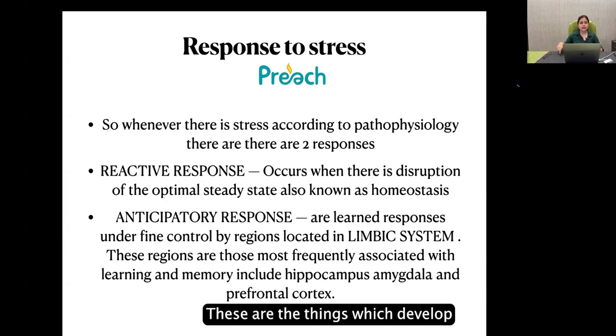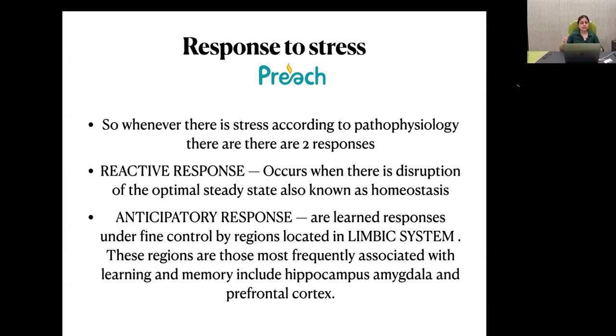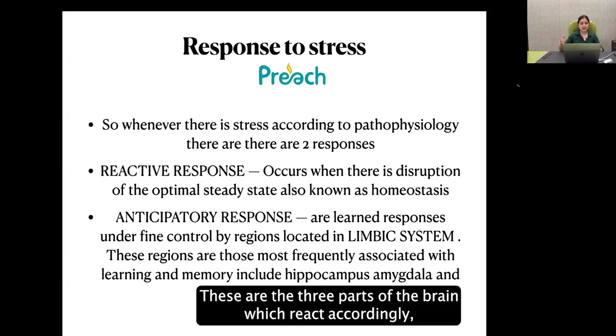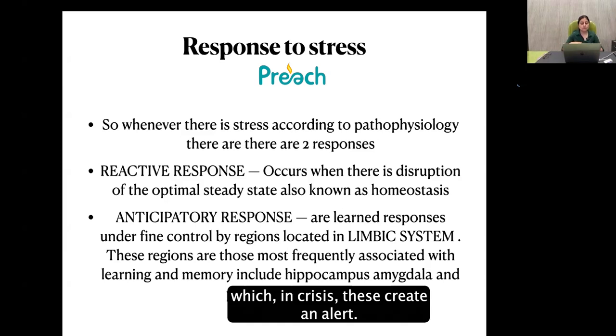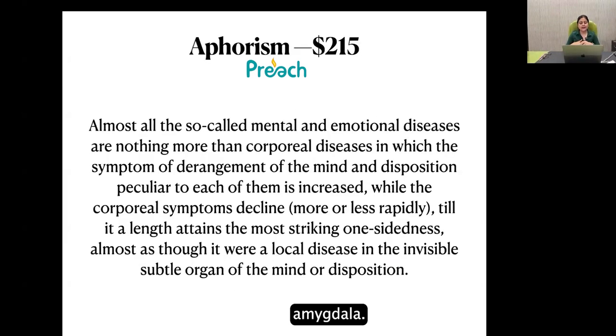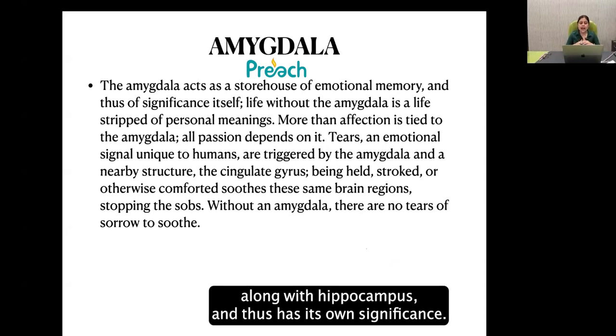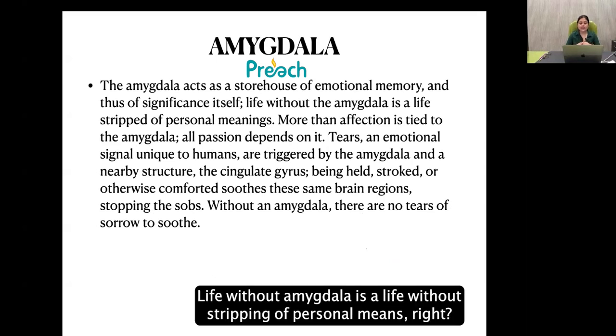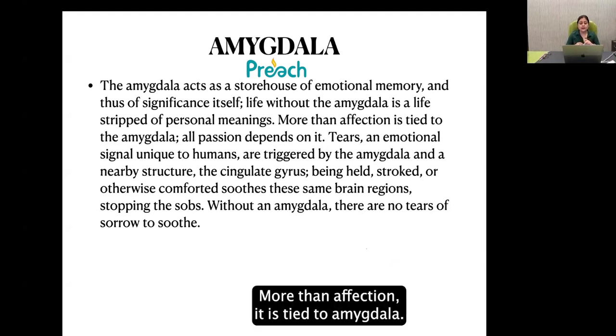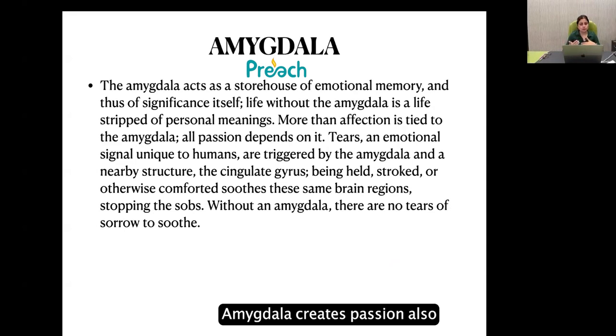These are the three parts of the brain which react accordingly and create an alert in crisis. The amygdala, I have already told you, acts as a storehouse of emotional memory along with the hippocampus, and thus has its own significance. Life without the amygdala is a life stripped of personal meanings, right? More than affection, it is tied to the amygdala. The amygdala creates passion also.